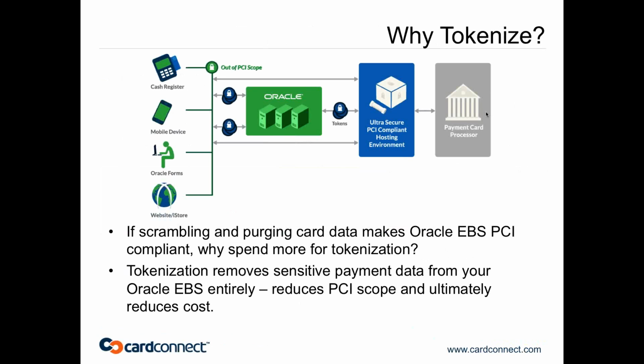And if you tokenize, you should do so at the earliest possible point in your business process for any of the channels through which you accept credit card numbers. So encryption is prepackaged with Oracle EBS. It is not turned on by default. Mike mentioned that earlier. But if you do, it does help you achieve some of the deliverables for PCI.